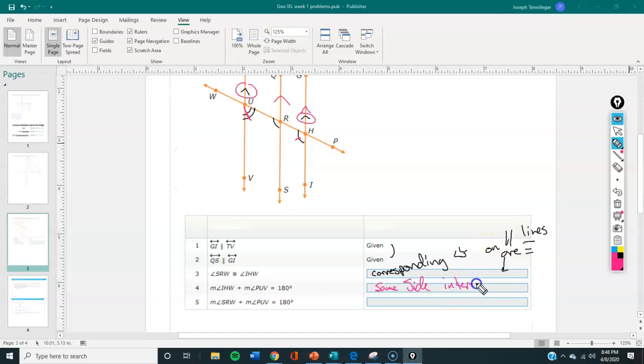Interior angles are supplementary. Now how can I say this then? It's the same thing as this, just that these were substituted. So that's substitution. Alright.